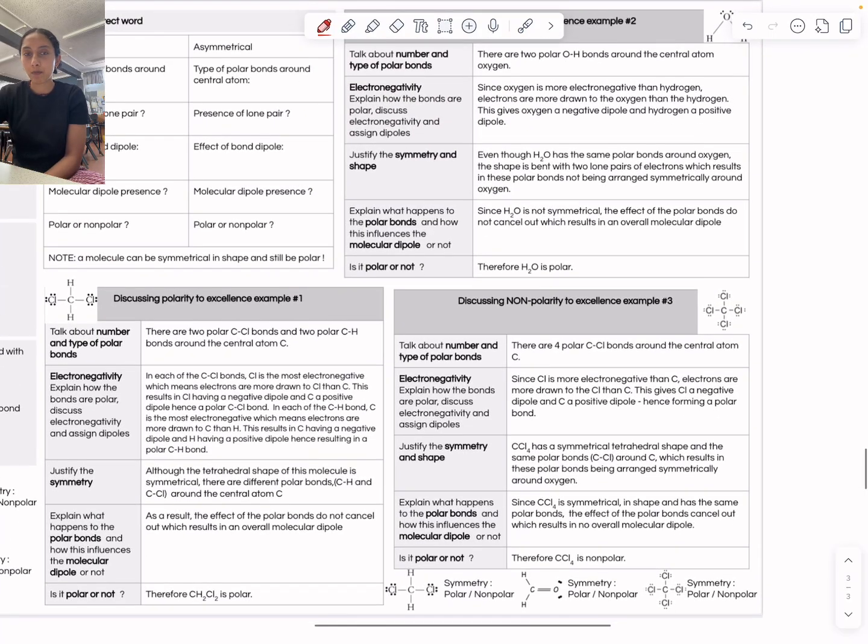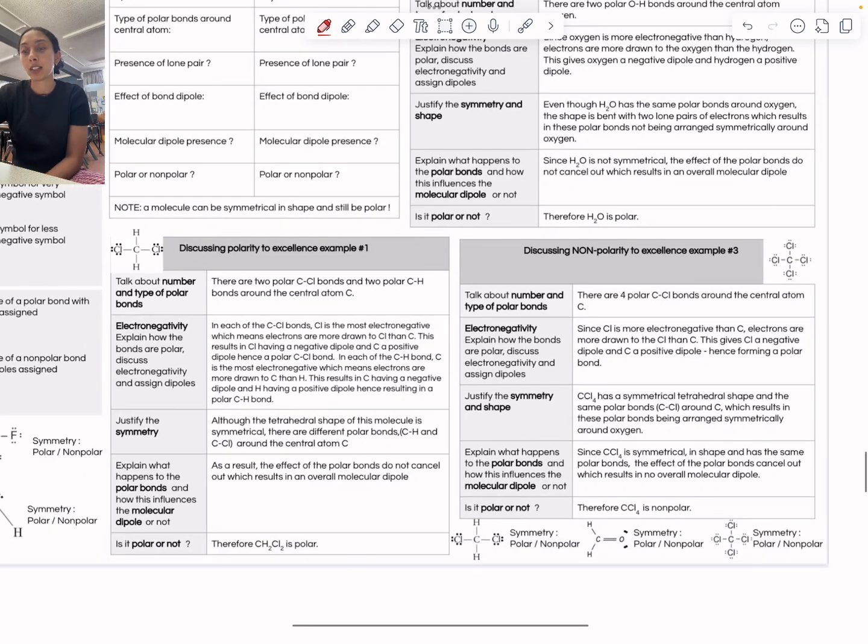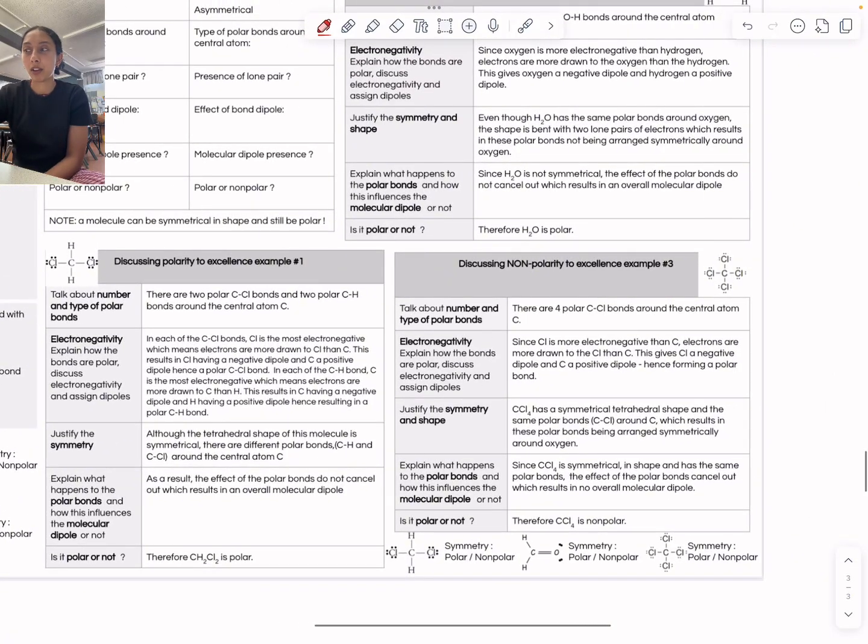So if you use this criteria to explain polarity, you're going to be okay. Just follow what's in grey. You might want to come up with an acronym to know what to talk about in each box, okay? But see if you can apply these to other exam questions. Let me know how you go. I'm happy to give you feedback.